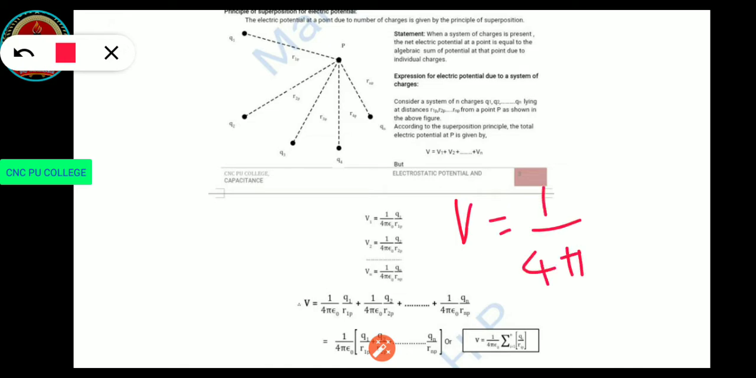Hi dear students, in the last video we derived the expression for electric potential due to point charge, and the final expression we got is V equals 1 by 4 pi epsilon naught Q by R, where Q is the source charge and R is the distance. Now we have to derive the expression for electric potential due to a system of charges.